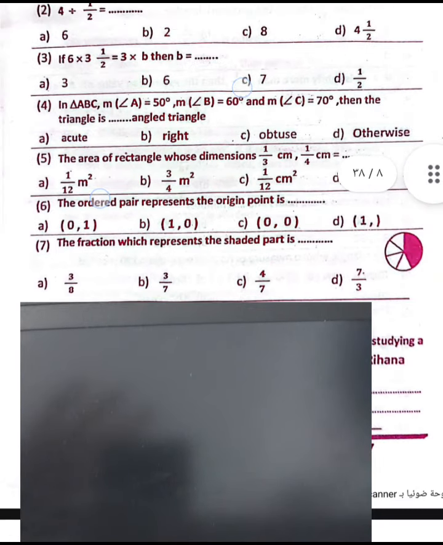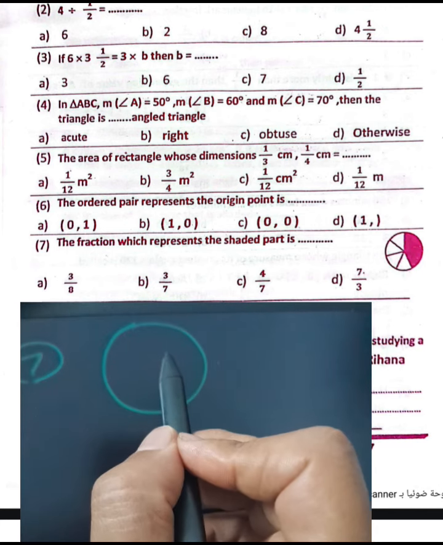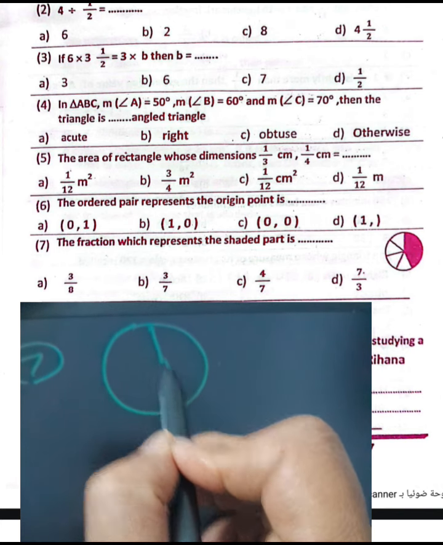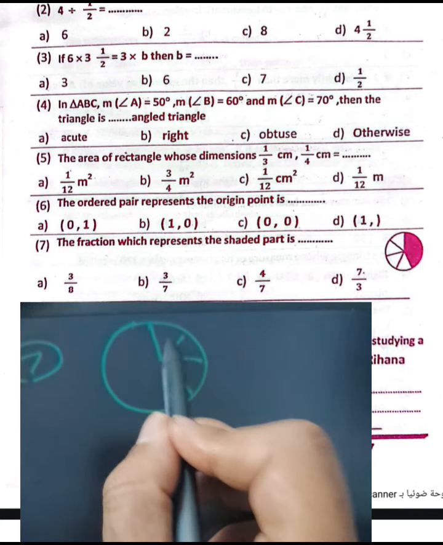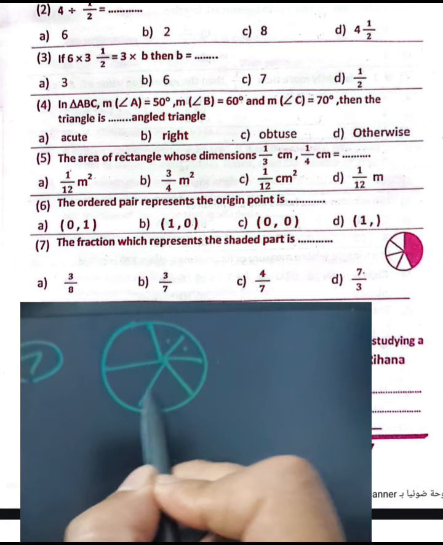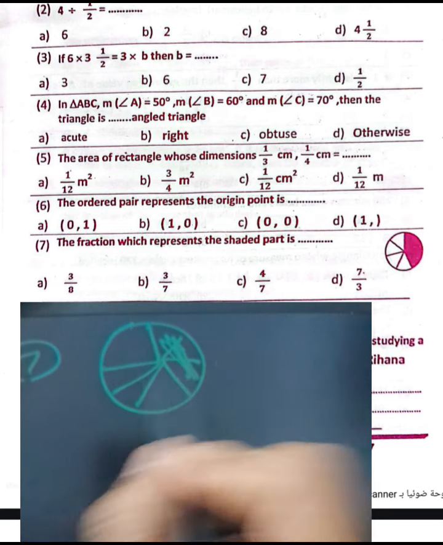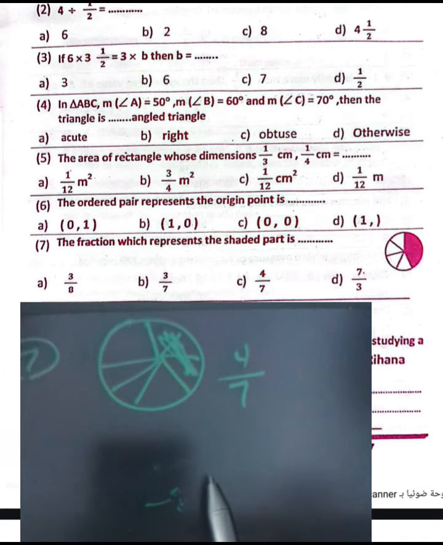Question number 7. The fraction which represents the shaded part: we can count how many parts are colored here. 3 parts from 7 parts. We have 3 parts, 1, 2, 3, from 7 parts. So the answer is 3 over 7.